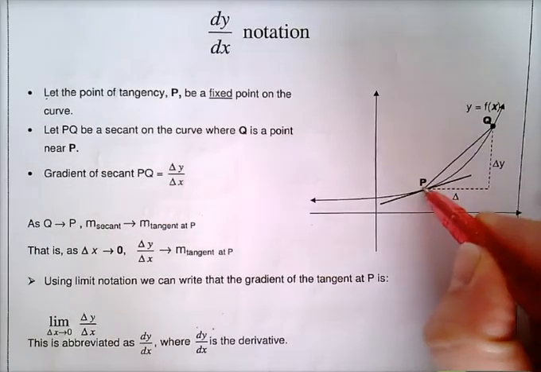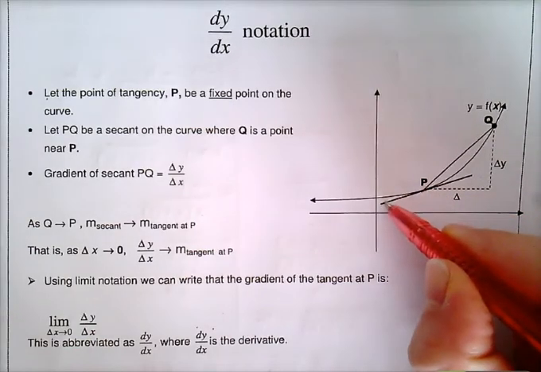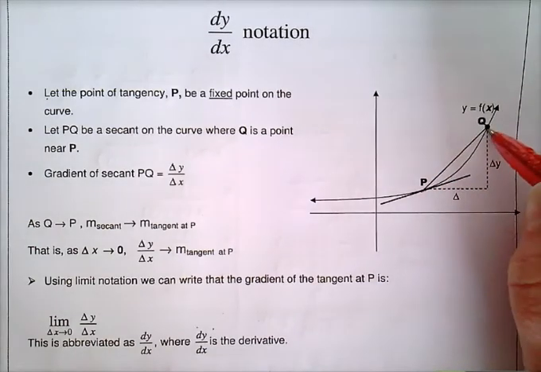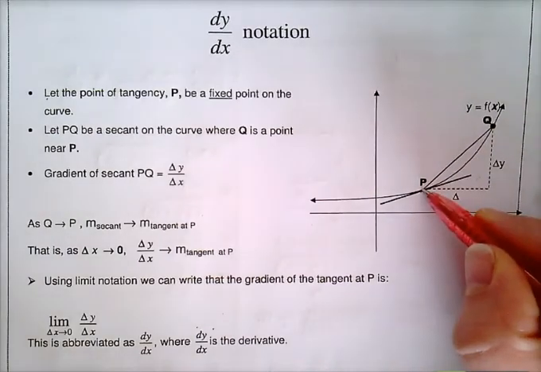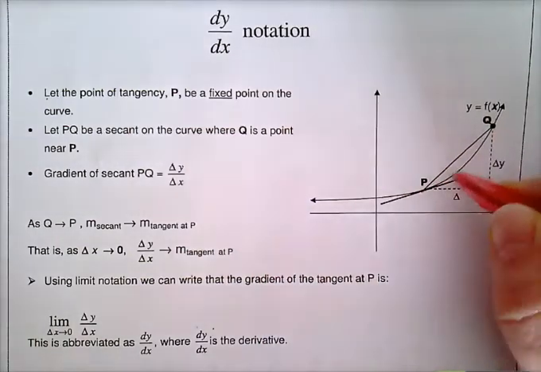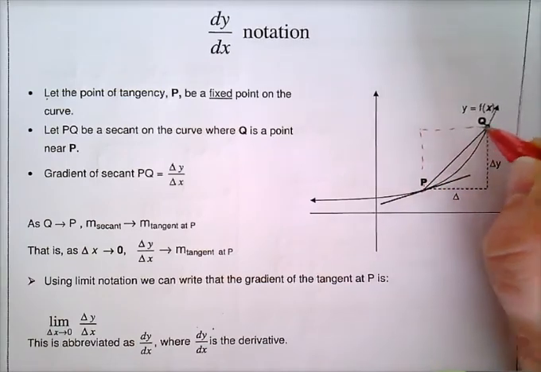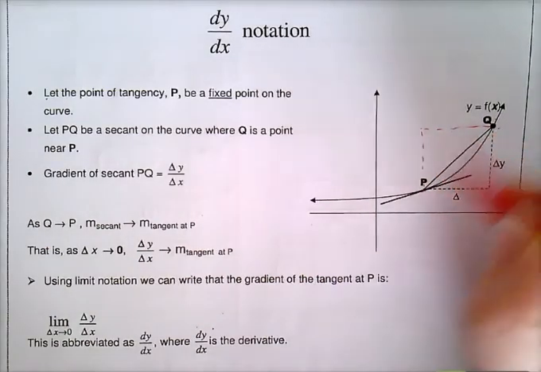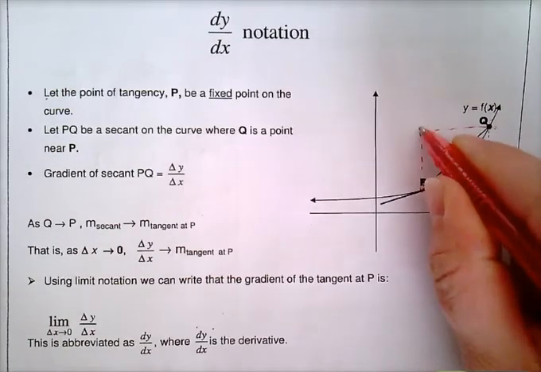Now, if P is the point of tangency here at this point, and P is a fixed point on the curve, again PQ is the secant of the curve, and we've got y equals function of x, where Q is a point that is near P, we can say that the gradient of secant PQ is, and this is another different set of notation again for limit function, the change in y values over the change in x values. So it's rise over run.